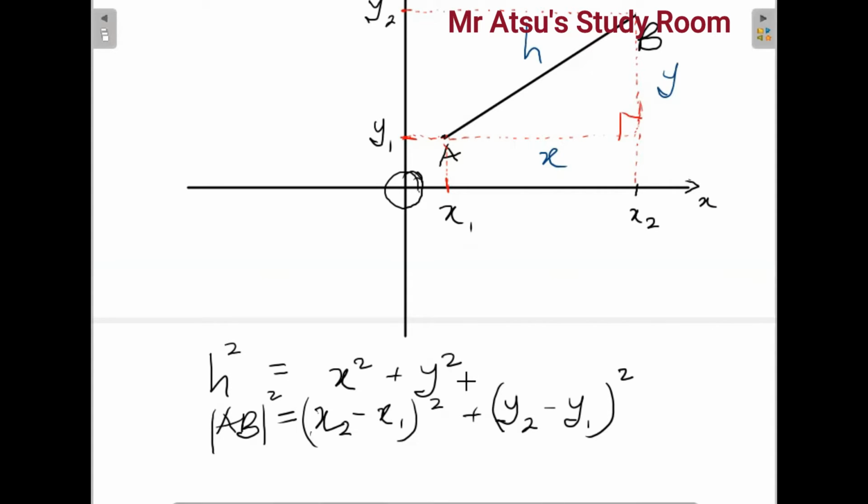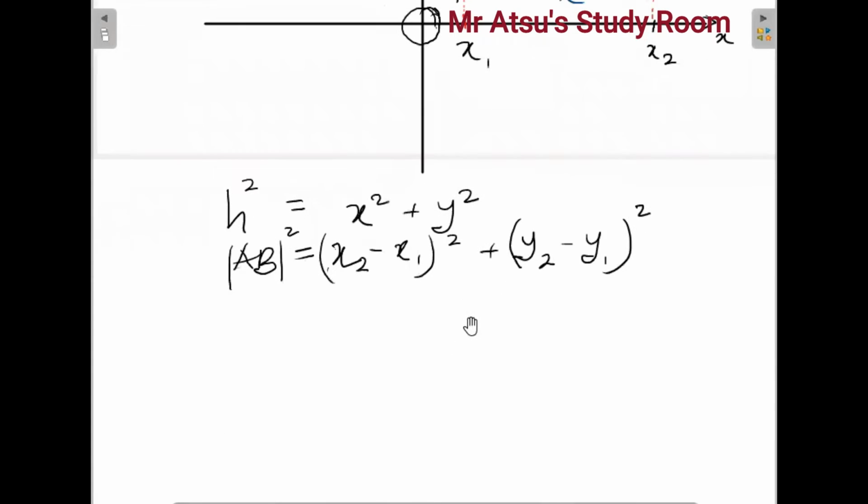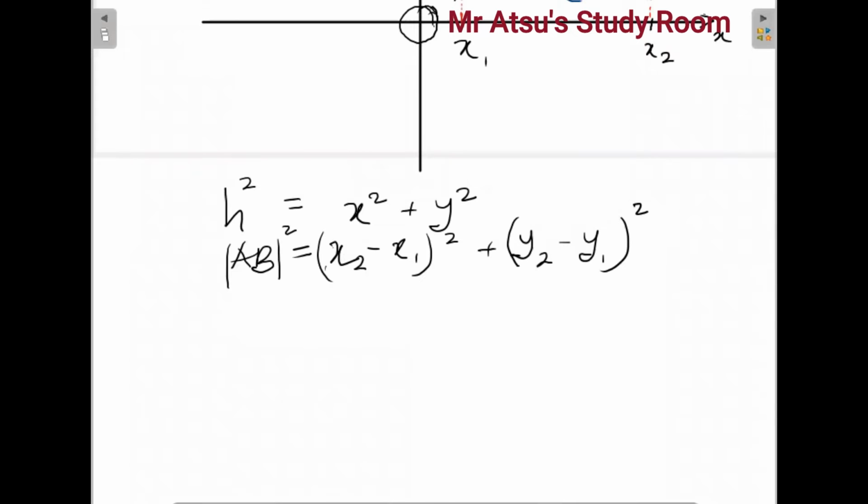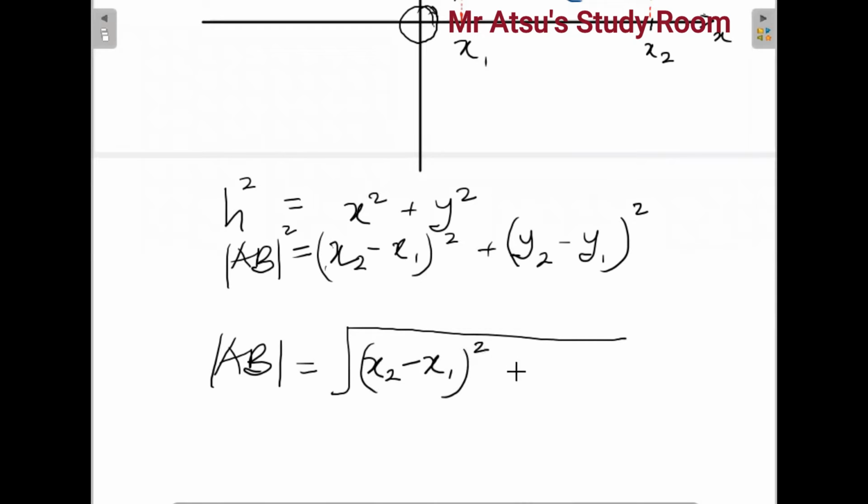All right, let's continue to work it further. We are looking for AB, the length AB, and not the length AB squared. So that means we have to take the square root of both sides. Taking the square root of both sides, we are going to have the length AB equal to the square root of x2 minus x1 all squared, that is the change in x squared, plus the change in y squared, which is the same as y2 minus y1 all squared.